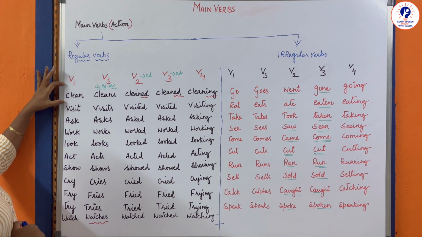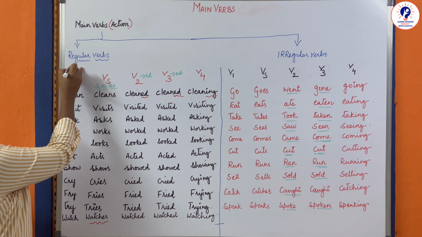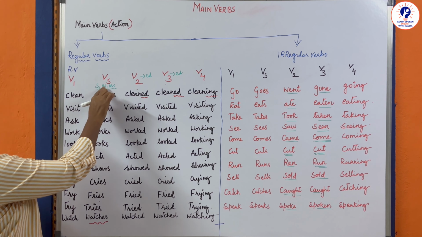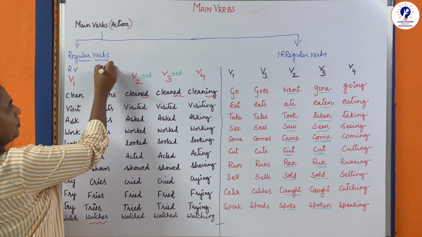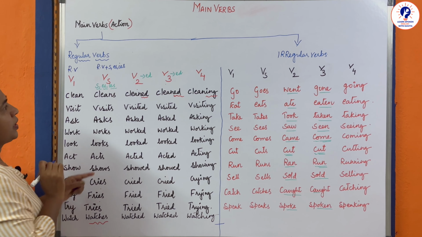Okay. Now let us see V1. V1 is called a root verb. I am putting it as RV, right? Vs is nothing but root verb plus S, ES, IES.